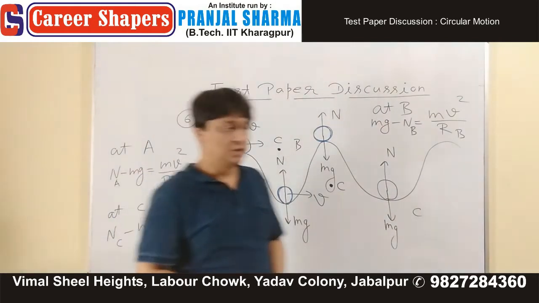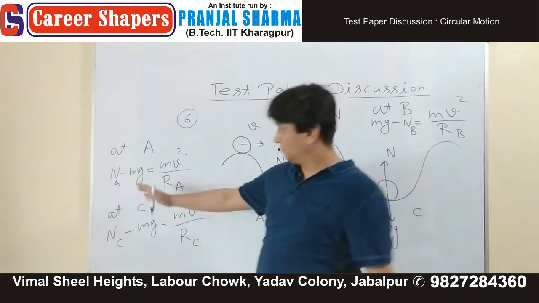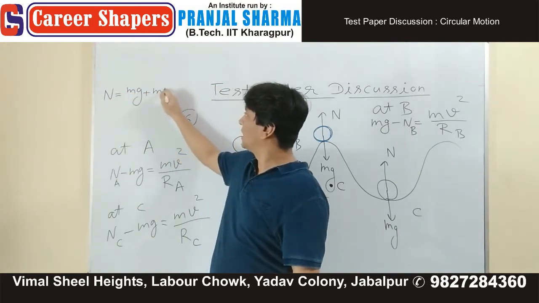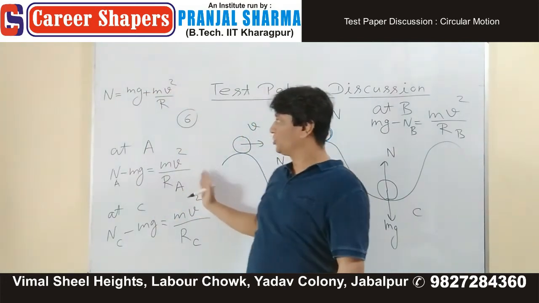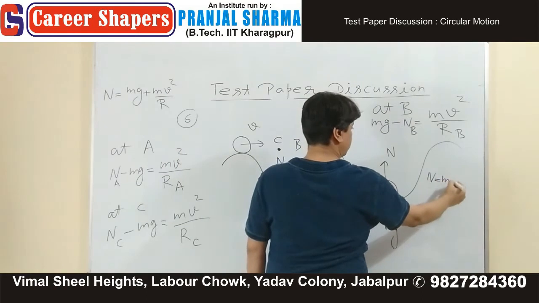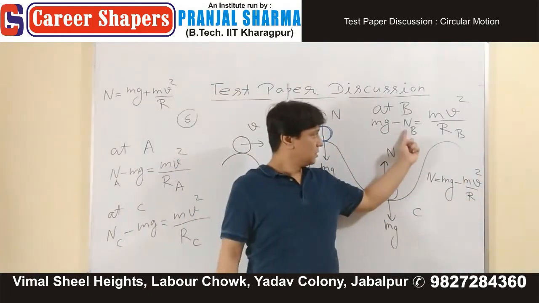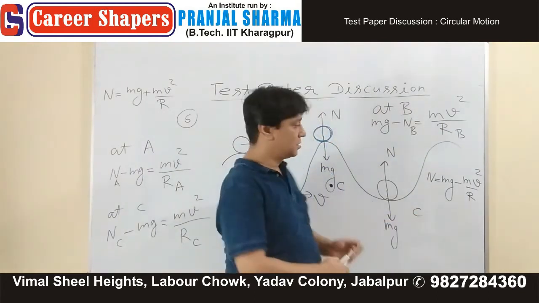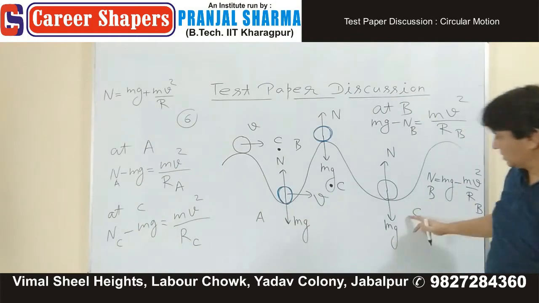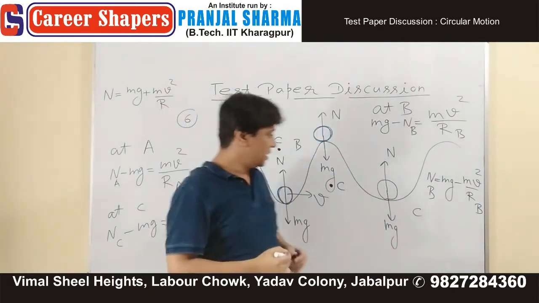Now, the question is asking us to compare these values at different points. From this you can see that normal reaction is coming mg plus mv square upon r for A and C, and for this, normal reaction is coming mg minus mv square upon r. This is the normal reaction for position B, and this is the normal reaction for A and C points. mg is same, v is same, the only change is in the r. What is the change in r? Look at the shape.